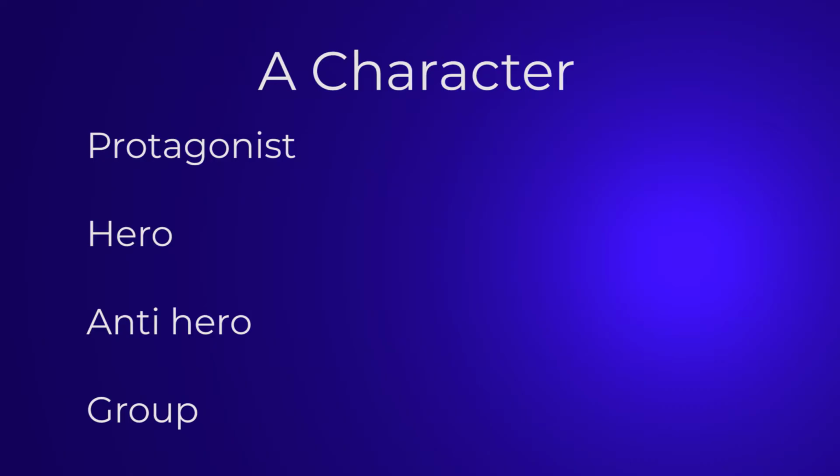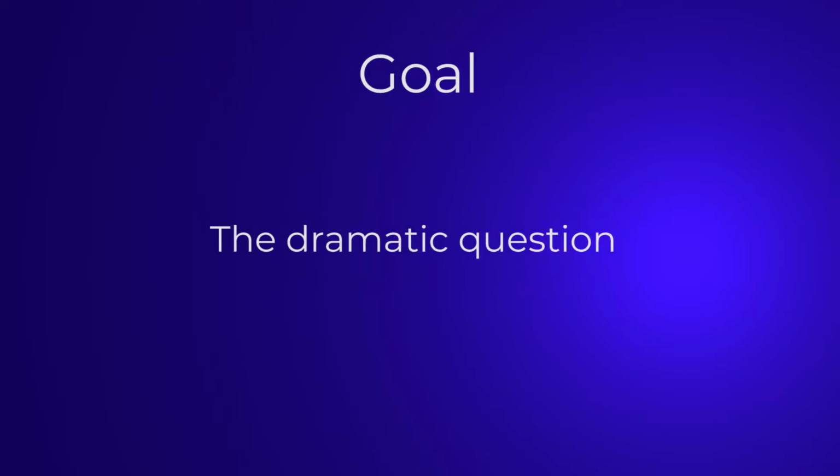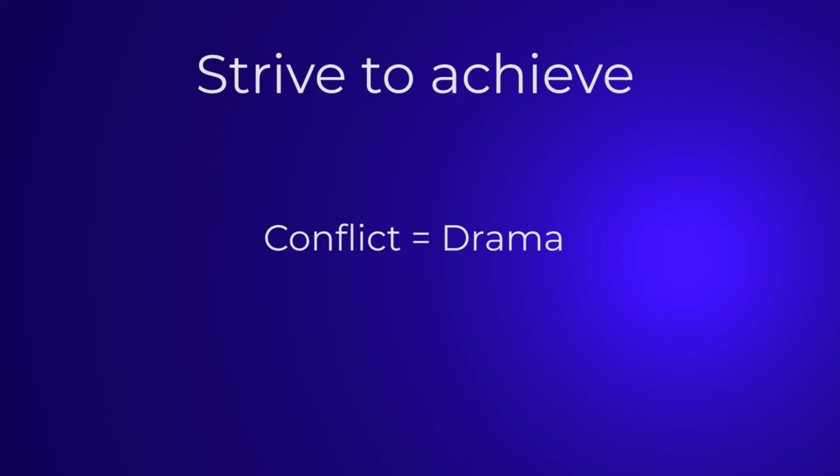Okay, that's a lot of information to take in, so let's break it down into a really useful step-by-step guide. A character, either a protagonist, hero, anti-hero, or group protagonist. An event throws their world out of balance. This is called the inciting incident. They set a goal they must achieve. This is the objective, also called the dramatic question, and it can be worded as, will the protagonist fulfill the goal? As they strive to achieve their goal, they encounter conflict.